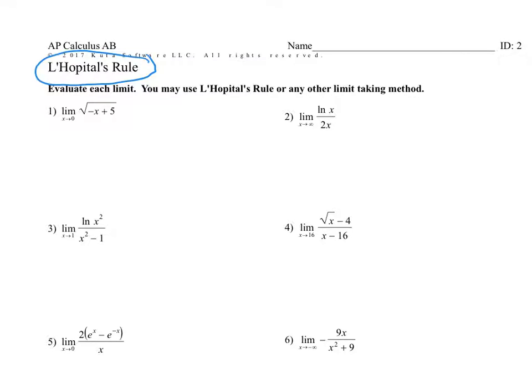So on this number 1, we sub in x equals 0, and we're left with the square root of 5. Now, that seems like it might be too easy, but that's the point. You sub in, and if no problems arise, like an indeterminate form, then that's your answer. So our limit on number 1 is the square root of 5. So let's try again with number 2.